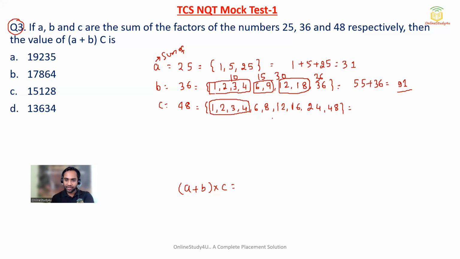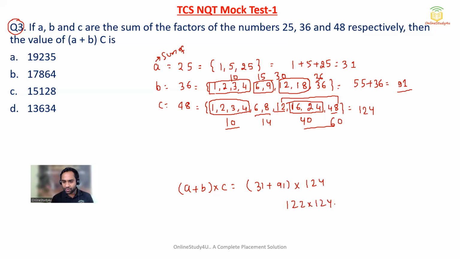Then the last one. If you try to see, this is 10, and 24 plus 16 will be 40, 40 and 10, and 48 plus 12 will be, my dear friend, 60, and this will be nothing but 14. Easy sum. So 100, and this will be 110, and it will be 124. That's all. So a plus b, so 31 plus 91 into 124. So it is 122 into 124. 4 into 2 will be 8. So the last digit will be 8. Option C will be the correct answer.